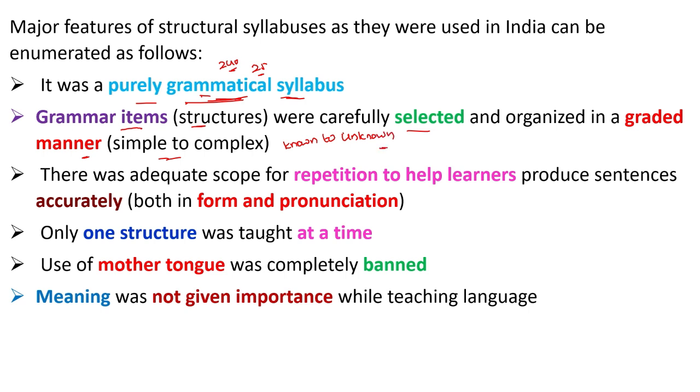There was adequate scope for repetition to help the learners. Yes, there will be adequate scope for what? Repetition to help the learners. That means they go on repeating until he becomes accurate. Until he becomes accurate in the structures. Until he has mastered the structures, both in form and pronunciation. Both he has to learn. The student has to focus on form as well as pronunciation also.